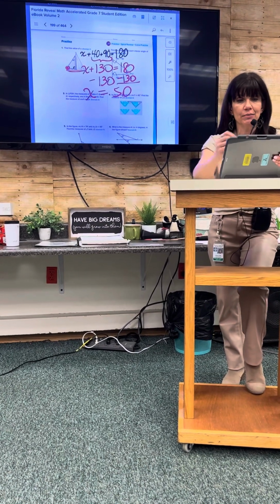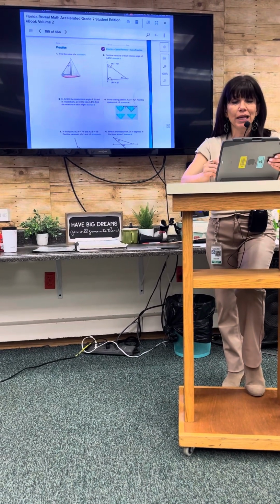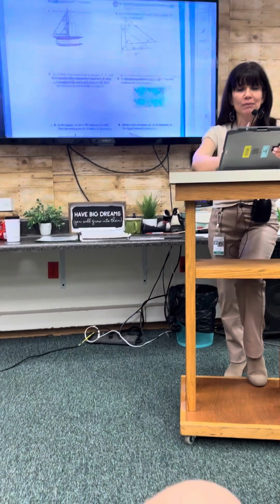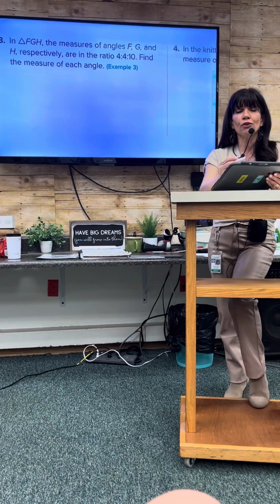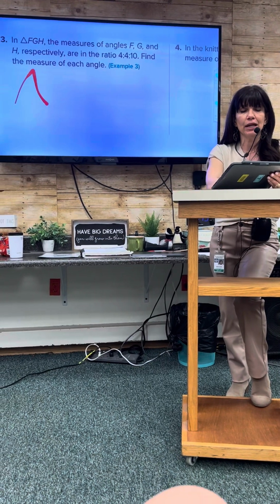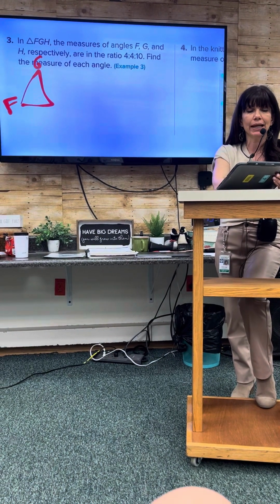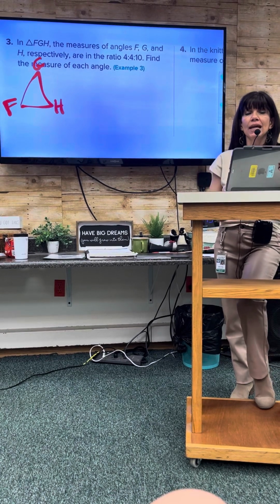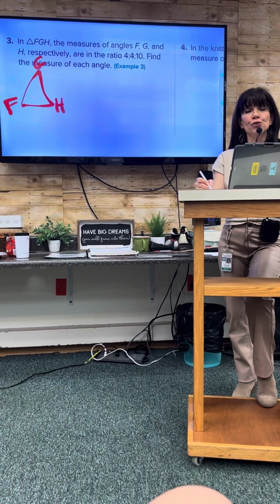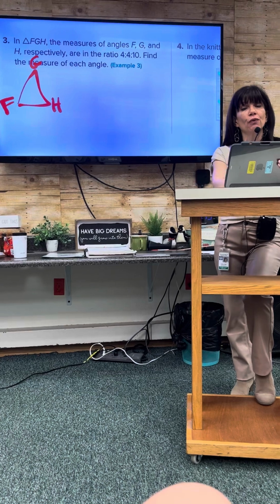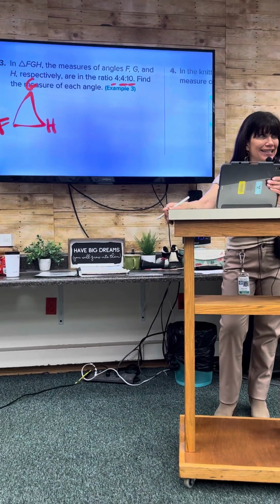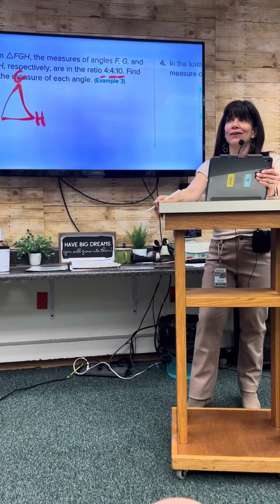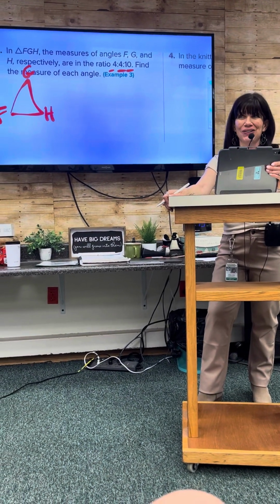Please continue with me to item. I know another item down here that's going to make you maybe possibly just a teensy bit frustrated, so I want to talk about it now. It is number 3. In triangle FGH, let me make one here. I know it's horrible, but hey, I'm just doing this quickly. The measures of angles F, G, and H respectively are in the ratio 4, 4, 10. Y'all, this has been a challenging task for a lot of kids today. So I want to remind you right now, it's not as hard as it may at first appear, right?